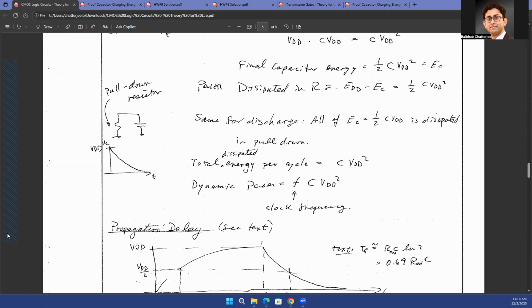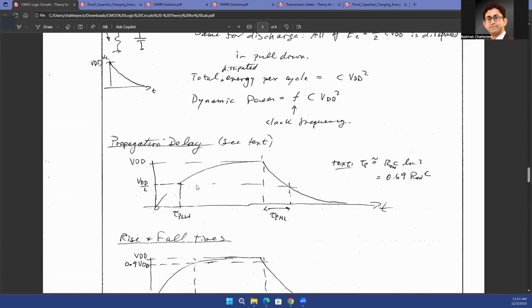The other important consideration is the propagation delay. We already talked about this: because the transistors are not ideal switches, they have resistances. So there would be an RC time constant during charging, and there would be an RC time constant during discharging. It will not be instantaneous charging, and it will never be instantaneous discharging, right? So the charging and discharging curves will always look like that.